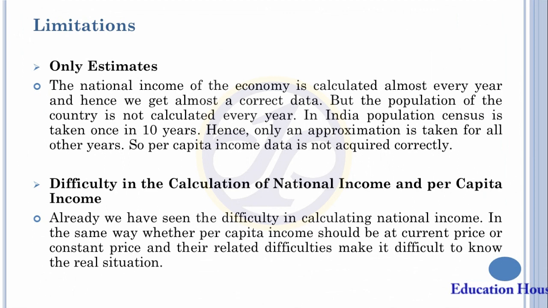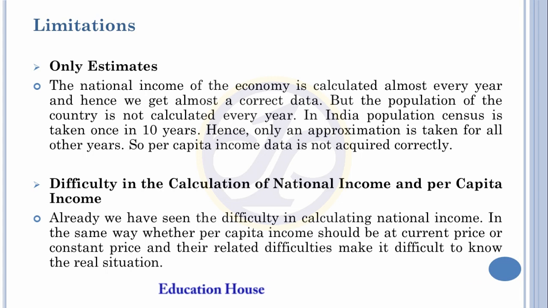The first limitation is that it gives only estimates. When we find per capita income, it is the average value of total national income divided by total population. So it is not a perfect figure which shows the actual income of a person. That is why it is not perfect.